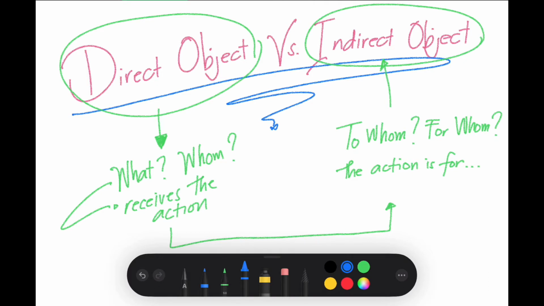One thing that we need to take note of is that our indirect object cannot stand alone. They need a direct object in a sentence. While our direct object can stand alone in a sentence, our indirect object cannot.